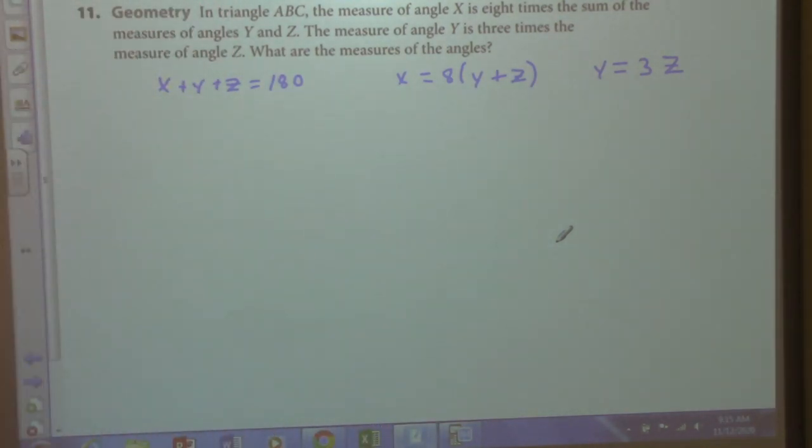Now for solving, do you want me to spin the wheel for somebody to solve it for me? I think you should do this one as a model, because the next one's kind of like this one. Here we have x equals 8y plus 8z. If we subtract x, we have 0 equals negative x plus 8y plus 8z. And over here, subtracting y, we have 0 equals 3z minus y. So what can we do to solve this?